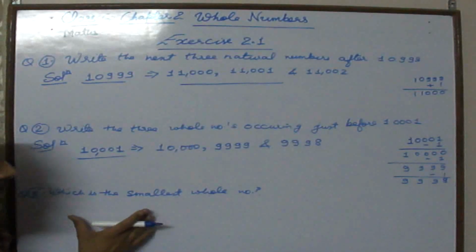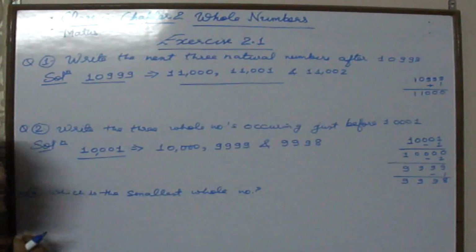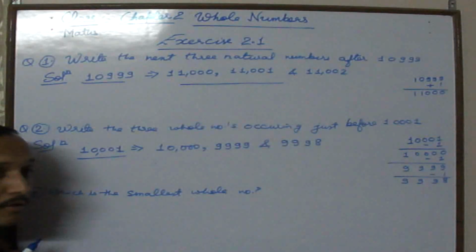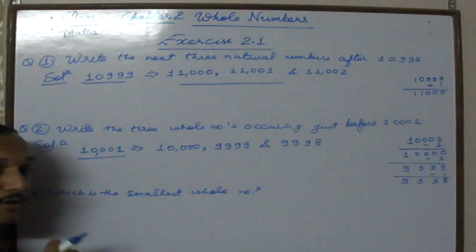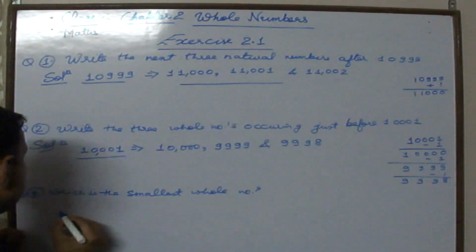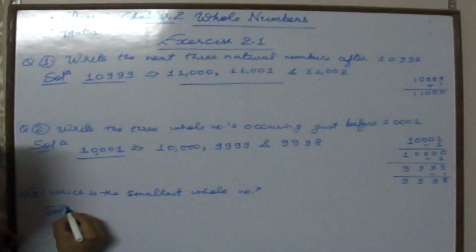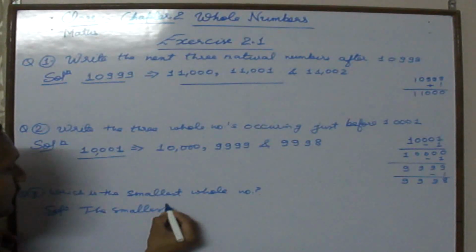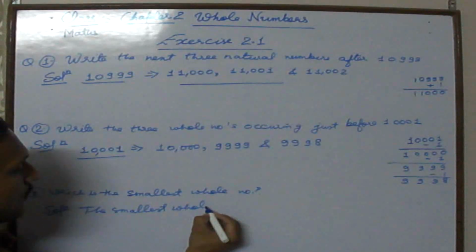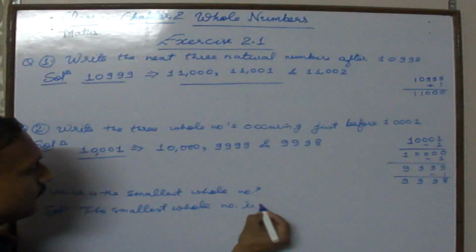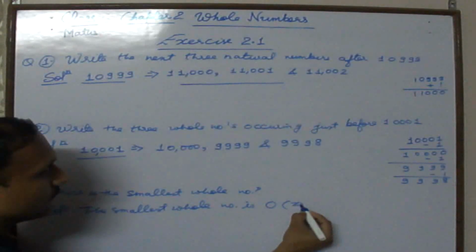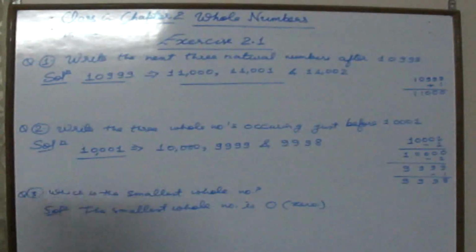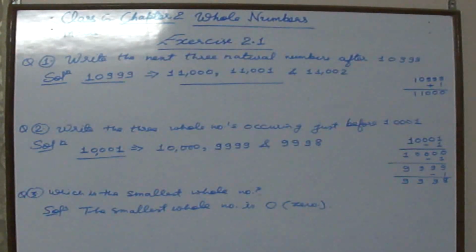Now question number 3: which is the smallest whole number? And we know the smallest whole number is 0 only, because the whole numbers start from 0 only. Therefore, we can write the smallest whole number is 0. So these are the three solutions. Let us start question number 4 also.